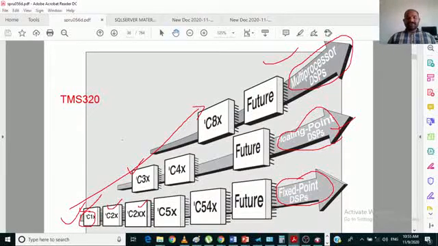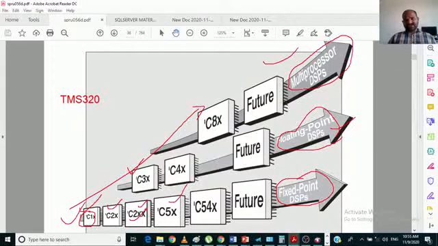If the code is written for the lower version, then the higher version can execute that lower version code. But the code written for the higher version could not be executed by the lower version, because the instruction set may differ between the older and the newer version.